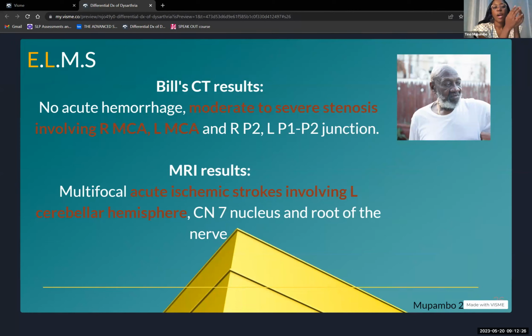So when you look at your MRI results, now you're seeing, okay, he also had acute ischemic strokes involving the left cerebellar hemisphere. So when we read that immediately, what structure is it pointing us to as something that's been affected then? Right, as we read that MRI result. What's the part? Is it the basal ganglia? Is it cerebellum? Is it the upper motor neuron? What's the part that's been affected as we read that?